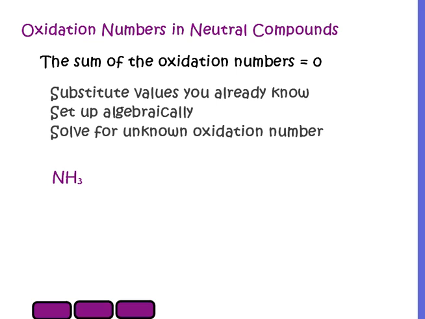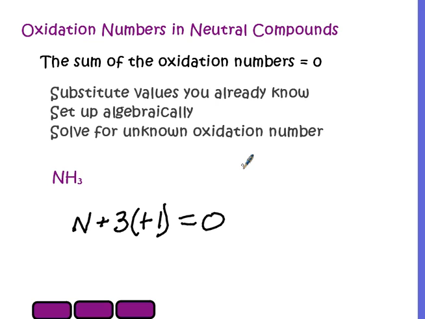Here, let's take ammonia to start out with. So with ammonia, I know what the oxidation number of hydrogen is going to be. I know that hydrogen is going to be a +1. Now, there are 3 hydrogens in this compound. I know that the whole thing has to equal 0 in the end, but I don't know what the nitrogen is.